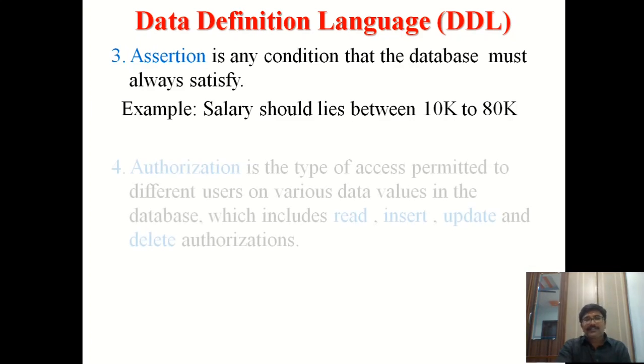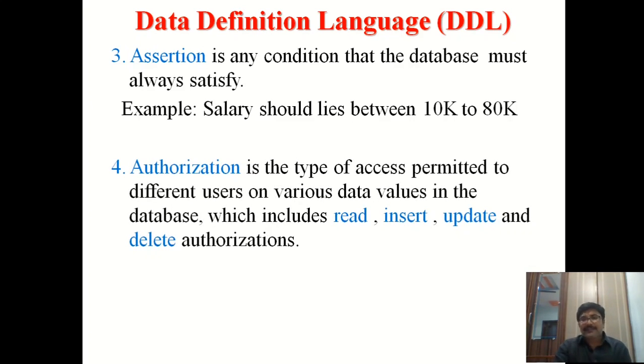The next one is authorization. Authorization is nothing but access permitted to different users on various data items. Here we have different authorizations like read authorization, insert authorization, update authorization, and delete authorization. If a user has read authorization, then he can read the data. If the user has insert authorization, then he can read as well as insert the data. So this is how we can provide access on different data items to the users by the database administrator.